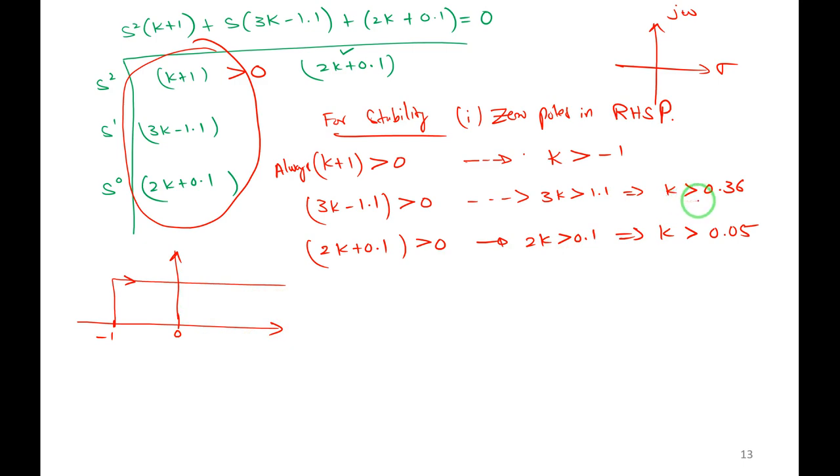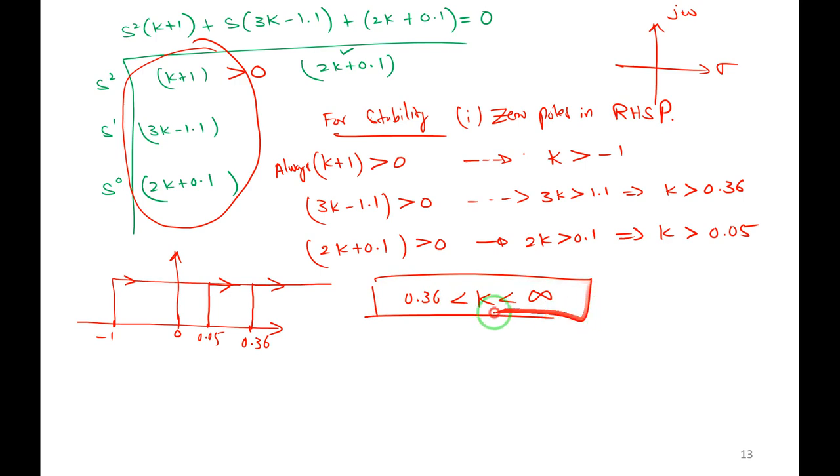The next, k should be greater than the next two values, 0.05 and 0.36. Let me mark 0.05 here, and another value, 0.36, here. So k should be greater than 0.36, and then k should be greater than 0.05. Observe here, k greater than minus 1 is not valid. So k should lie in this range, k should be greater than 0.36 but less than infinity.